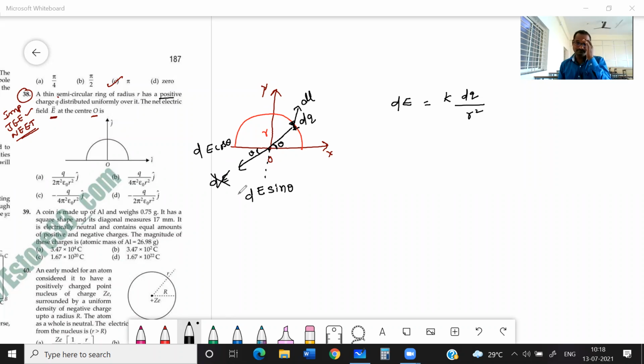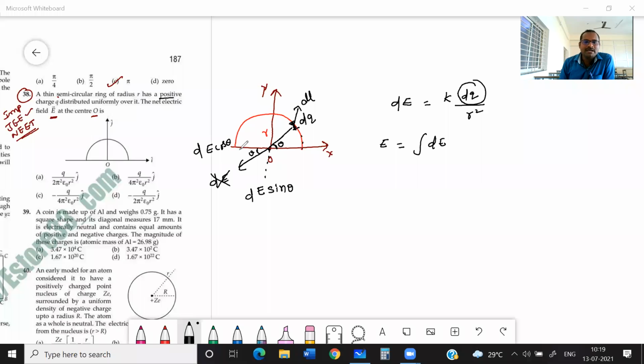Now this is not there. Got it? Now, so dq value we got. If you want the total electric field, what you need to do? Due to the total charge which is present on the ring, you need to integrate this dE. You will get the answer. But before that, you need to find what is dq.